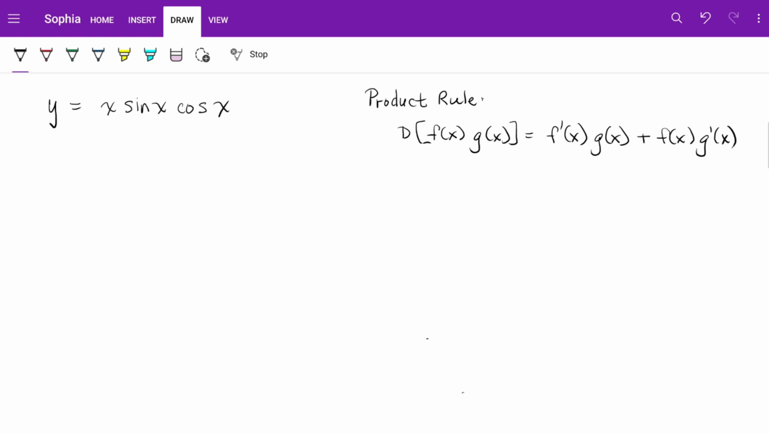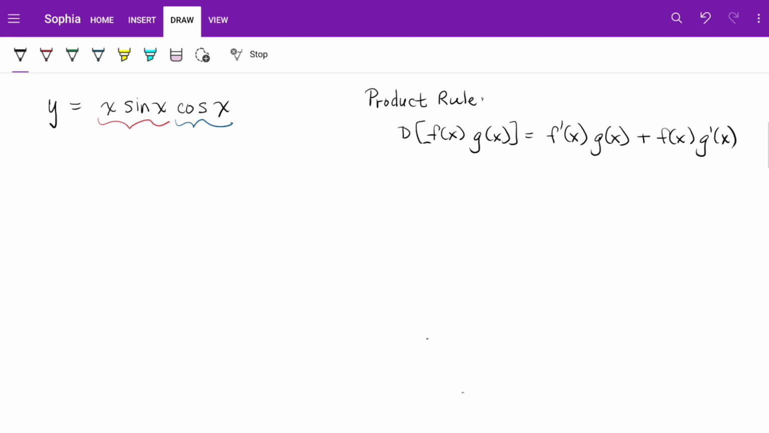So recall that the product rule for two functions, the derivative of f of x times g of x, is equal to the derivative of the first, f prime, times g, plus f times g prime. So it's the derivative of the first times the second, plus the first times the derivative of the second. So in order to handle three functions, what we're going to do is treat x sine x as the first function, and cosine x as the second function. Now you could break this up any way you want to, really. You could do x as your first function and sine x cosine x as your second function, and everything will still come out the same way.